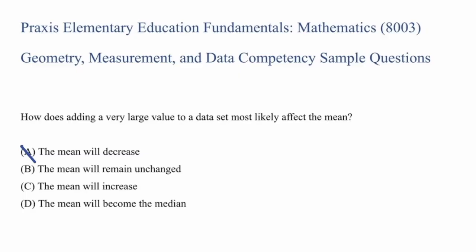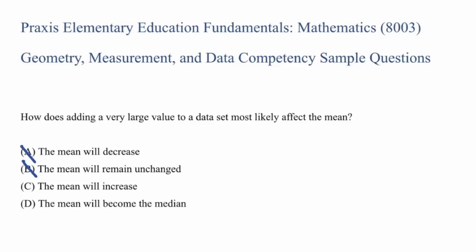The mean will remain unchanged. This is impossible if you're adding a new value to your data set. So we're going to go ahead and cross that one off as well. C, the mean will increase. This is true when you are adding a greater value. It will increase your average.